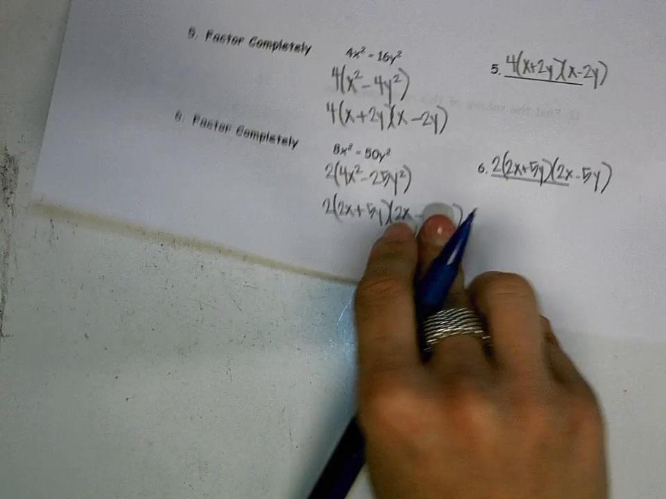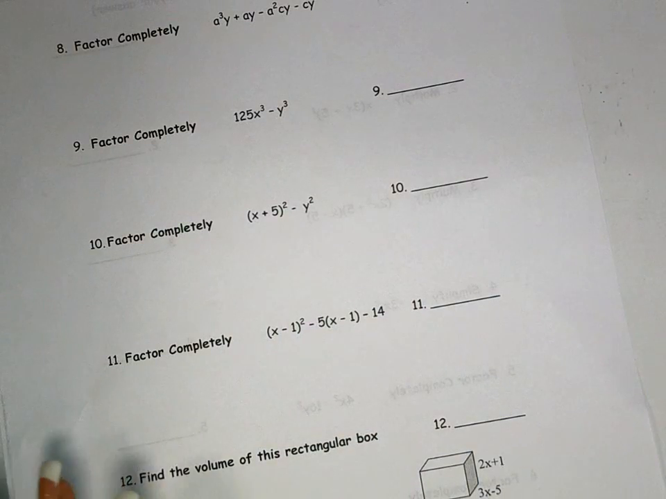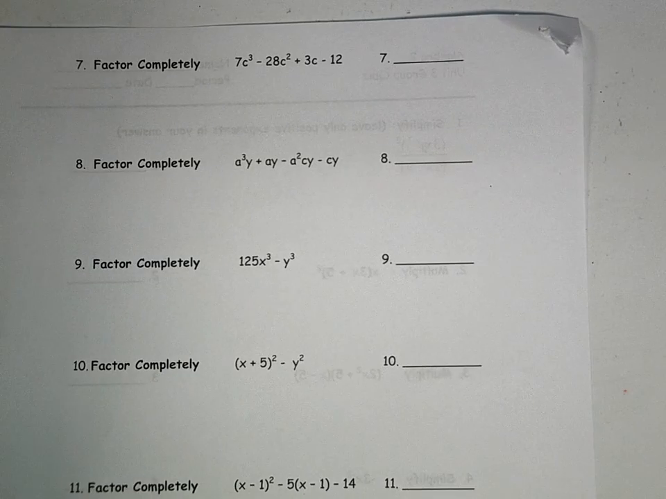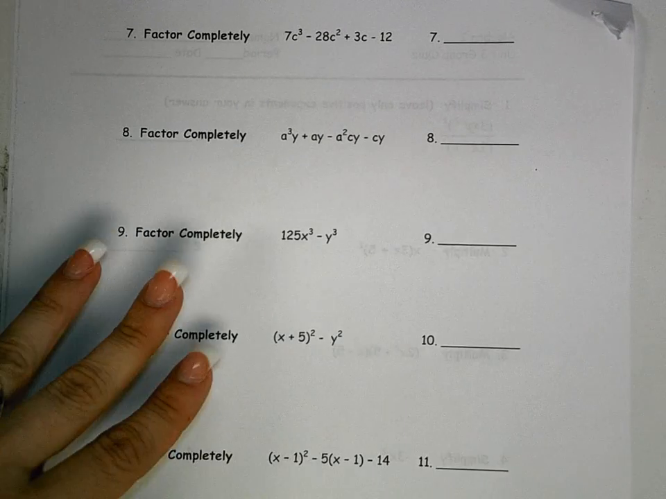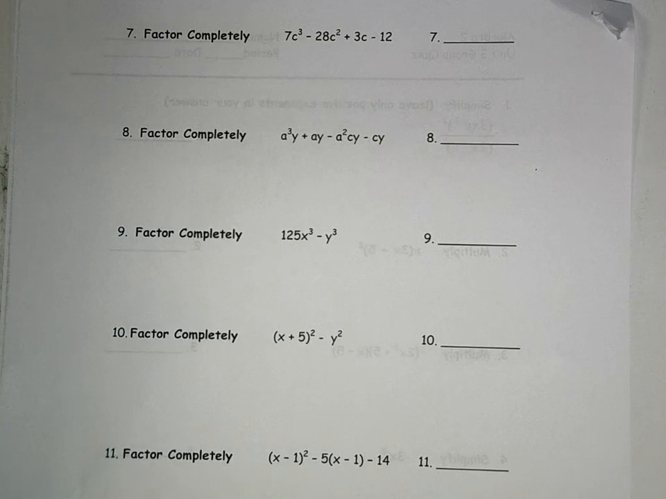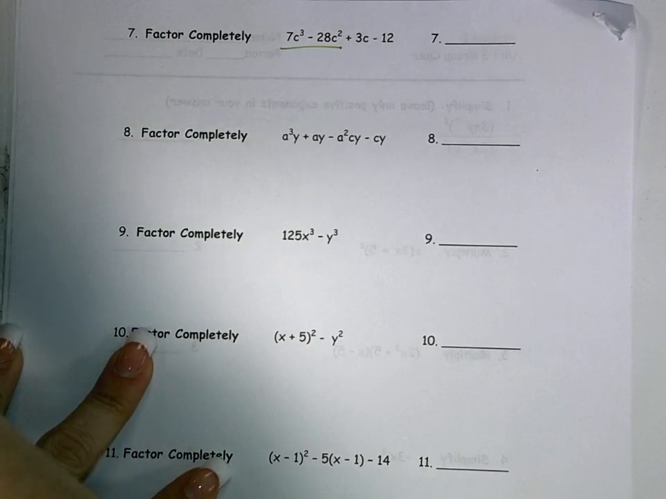Okay, next page. Again, we're still factoring almost all of this test. The biggest part of it is just factoring. So look for a GCF. There is no GCF for all 4 terms. So we're going to look for a GCF for just the first 2.